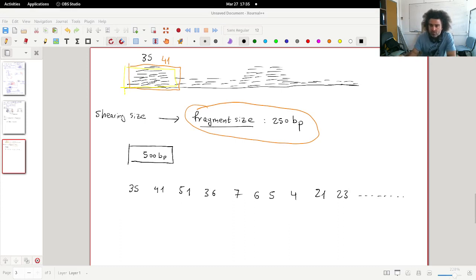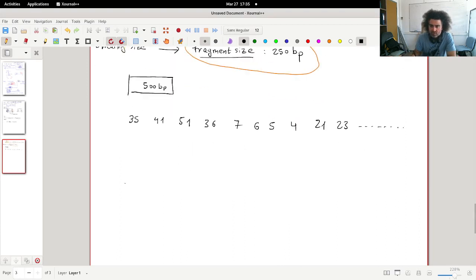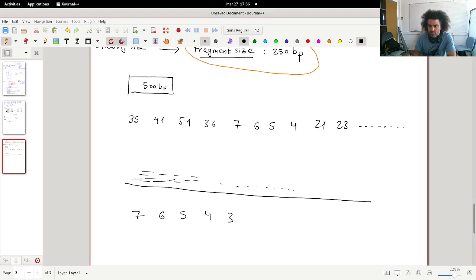And let's also assume, so this is the ChIP experiment, and let's assume that we do the same in the input. So we have the input here, which also has some reads, and so on. And if we count now the reads here, it will be, let's say, 7, 6, 5, 4, 3, 4, 5, 8, 20, 22, and so on. Okay.